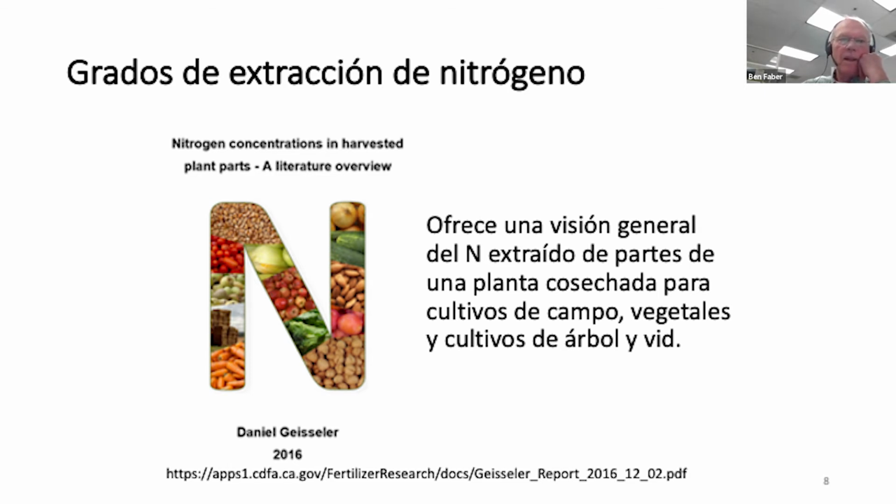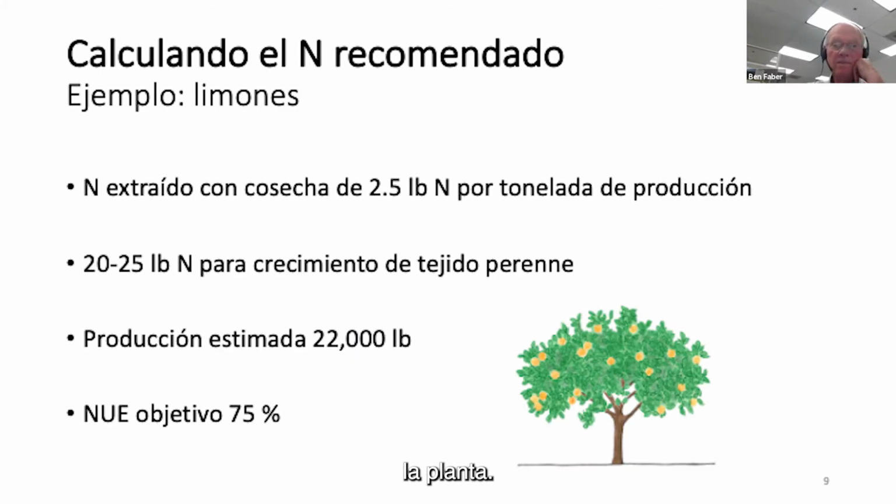nutrient. So looking at nitrogen removal rates, you can get those from a publication that's available at the CDFA website. So this has a listing of the removal rates for lettuce, for avocados, for citrus, for broccoli, for alfalfa. So you can get an estimate of how much is being removed. And if you mimic that amount with that which is applied, then you can get a very high nitrogen use efficiency, and you can apply closer to what the plant needs.